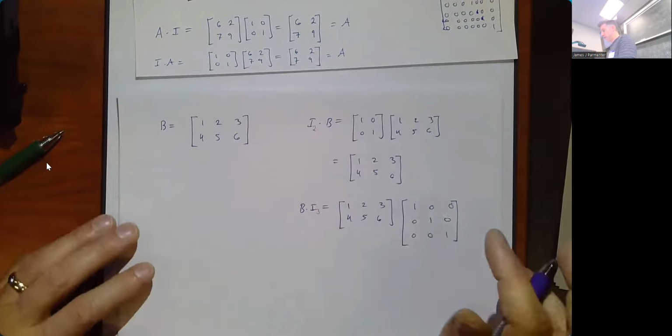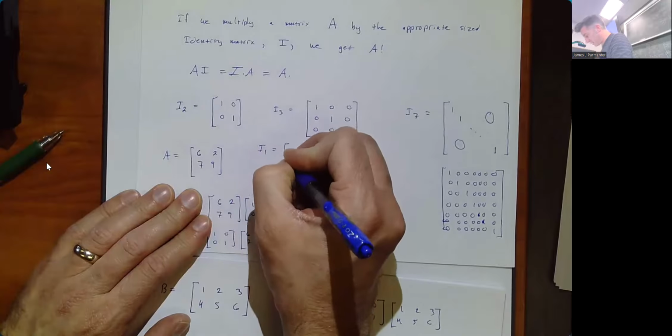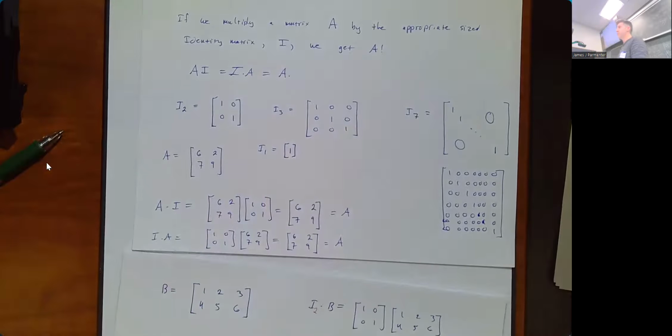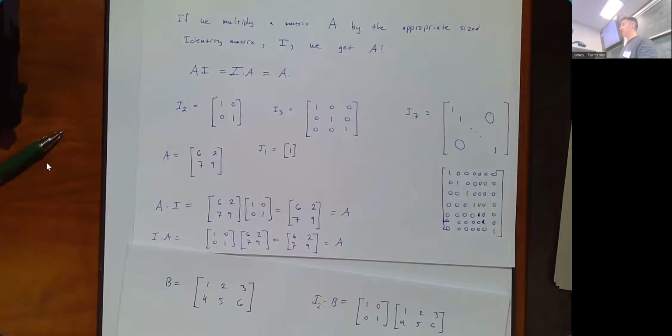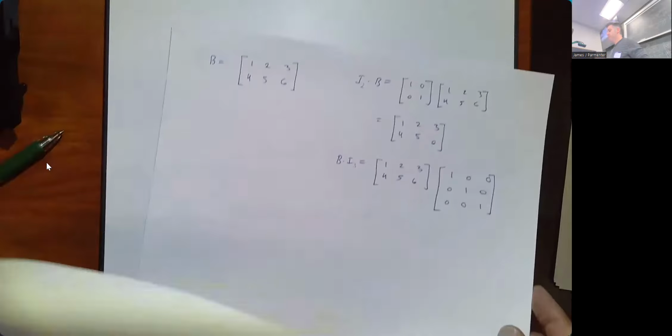I1 is not the number 1. I1 is the matrix consisting of just a 1. But it is a matrix, not a number. But it acts a lot like just a regular number. Yeah, good question.